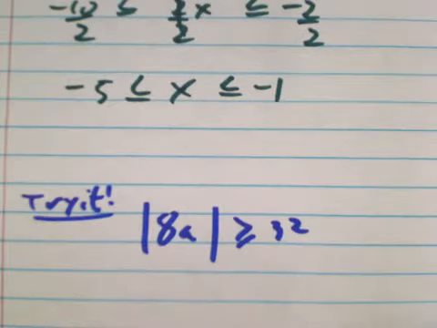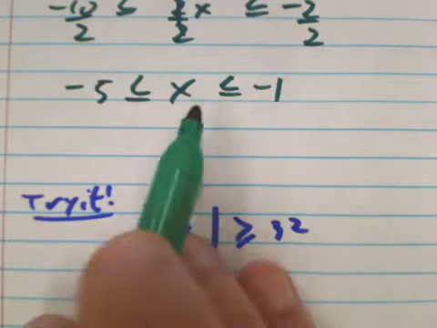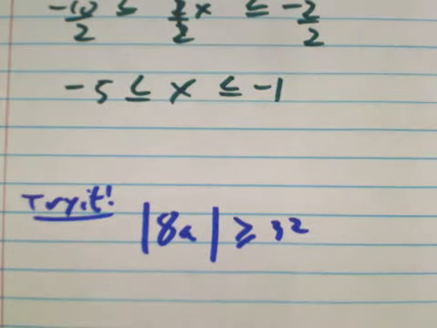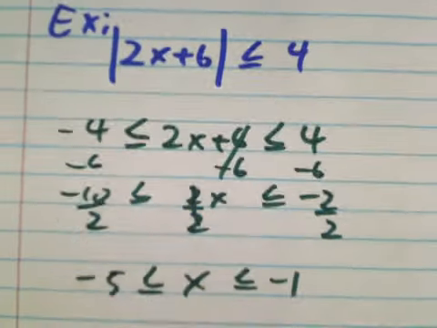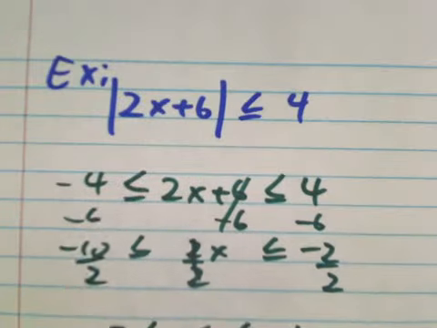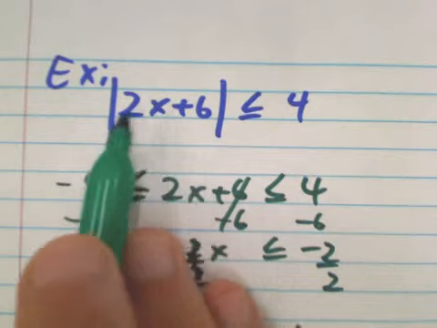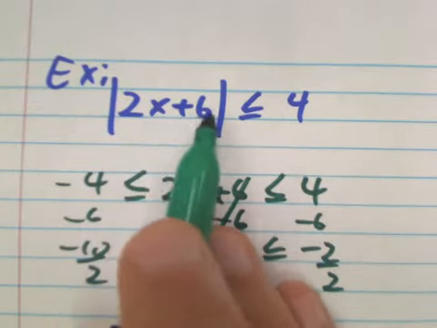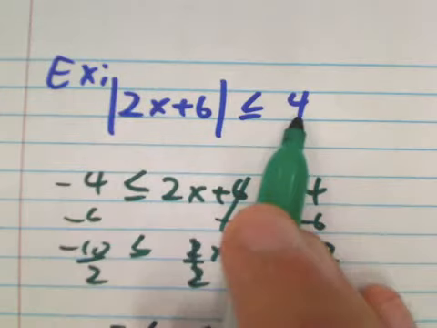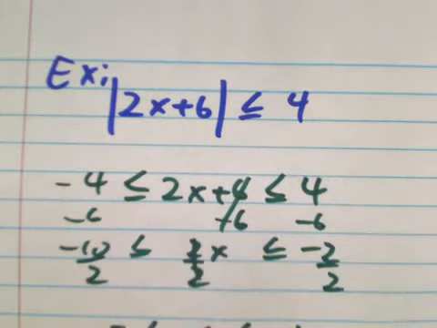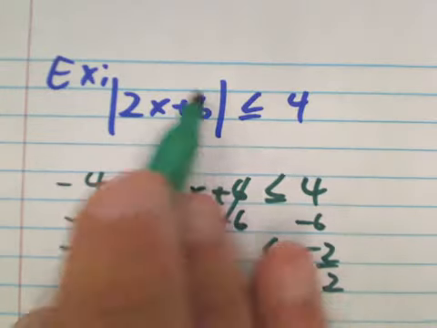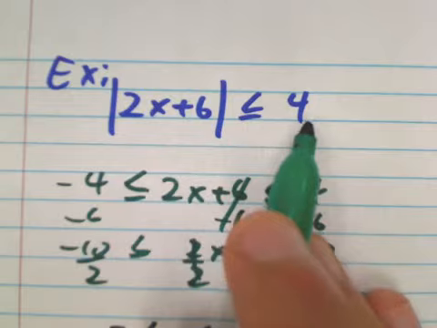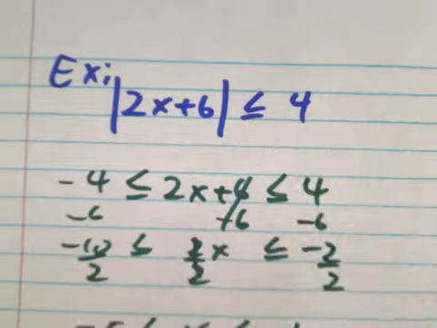Whoops, I cut off my screen. So that was my final answer. So a number in between, like negative 3, should work in the original equation. Let's check it out. So if I put negative 3 in here for x, well, 2 times negative 3 is negative 6. Negative 6 plus 6 is 0, and the absolute value of that is less than or equal to 4. So any number between negative 5 and negative 1, if I put it in here for x, will give me something that works out that's less than or equal to 4. That's what this answer means.